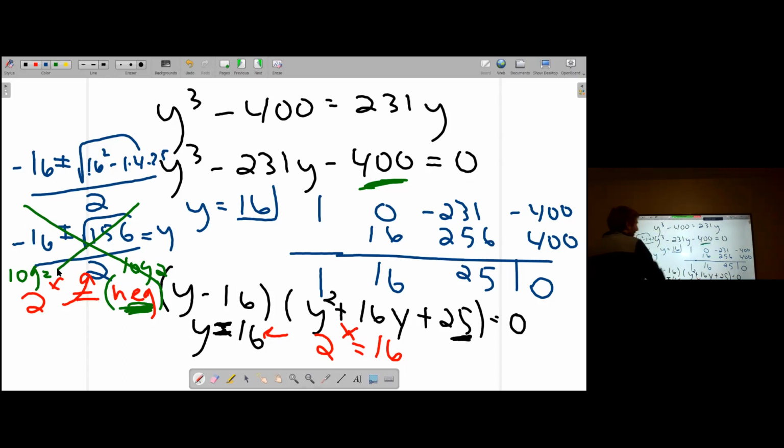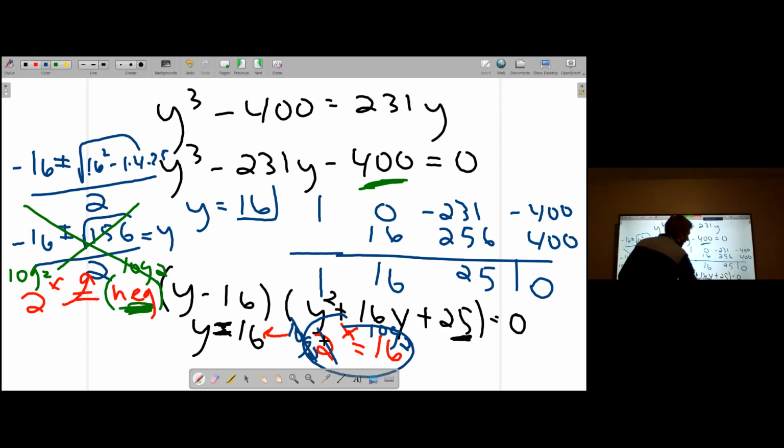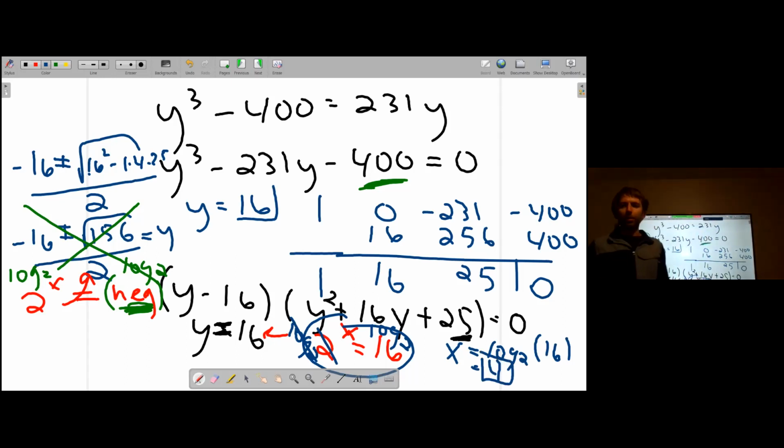But you do get a solution from this one. So if I apply the log base 2 to both sides, that cancels that. So I get x is equal to the log base 2 of 16, which you might recognize as being equal to 4. So that is my final solution on that one.